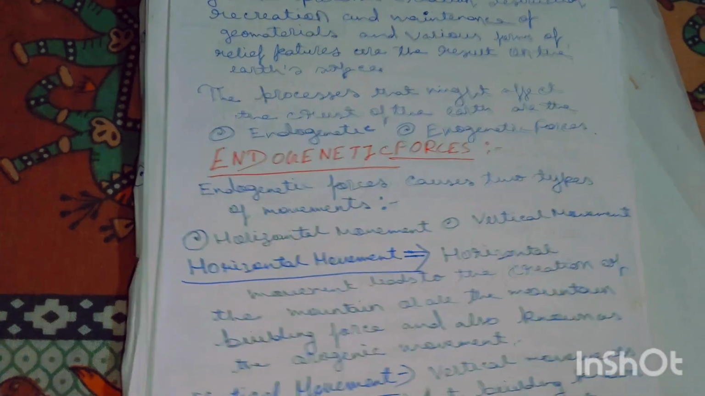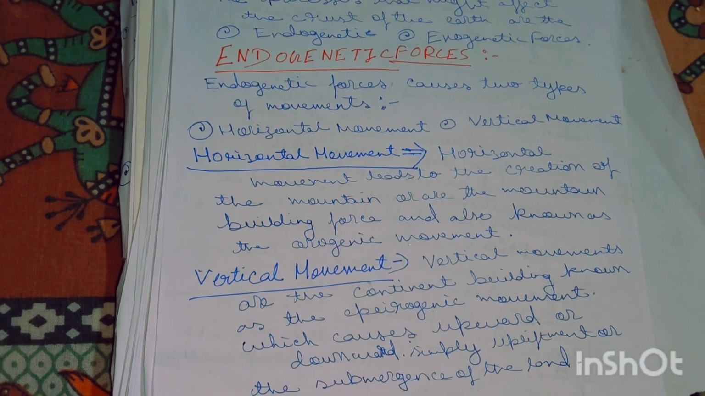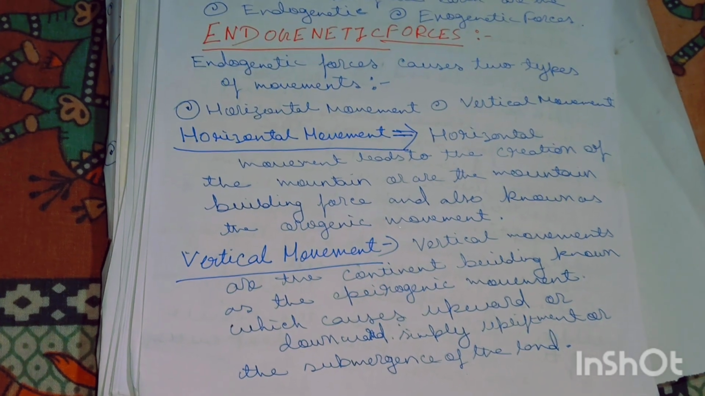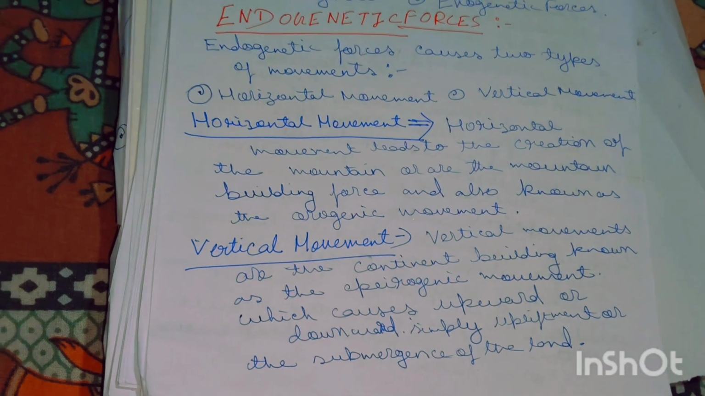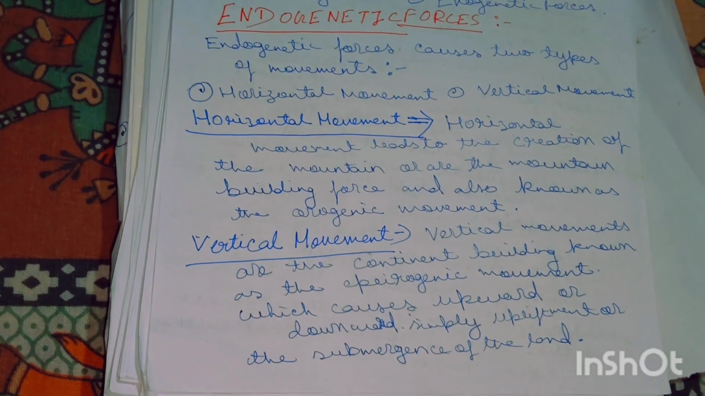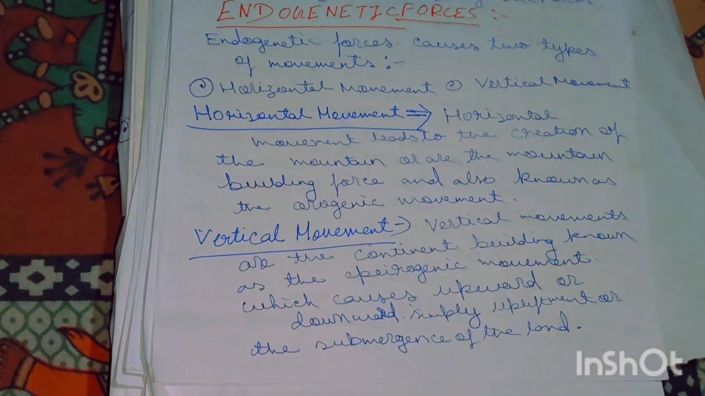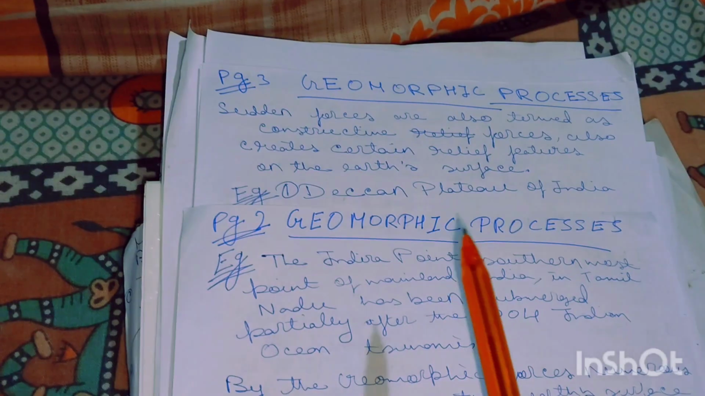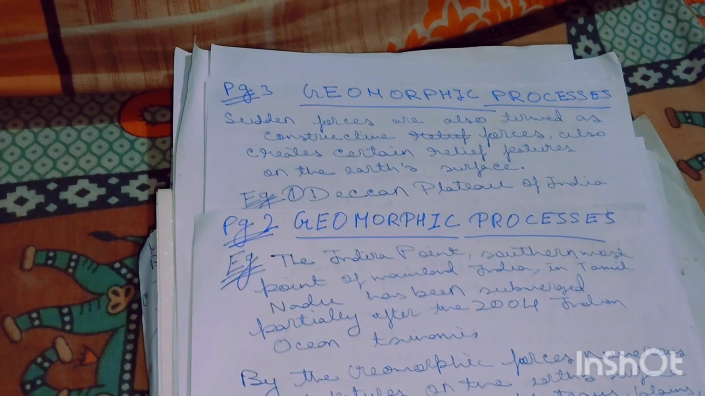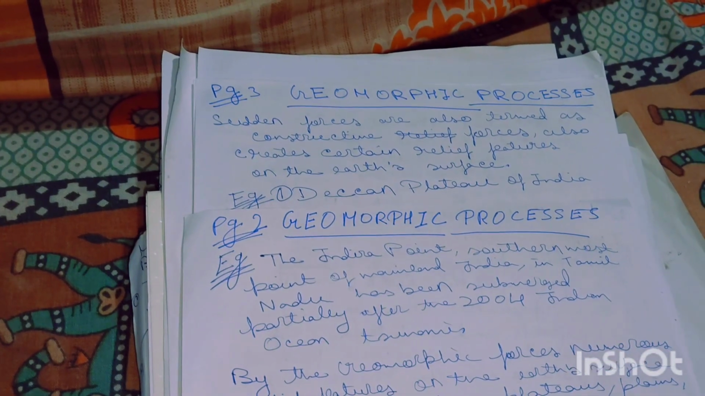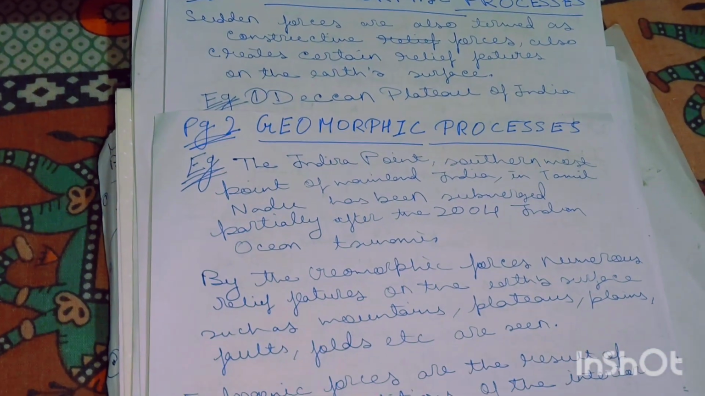Endogenic forces are also of two types, horizontal and vertical movement. Horizontal movement is mountain building, known as orogenic movement, and vertical movement is continent building, known as epirogenic. This also creates the submergence or emergence of land. For example, Indira Point in Kanyakumari was submerged due to the Indian Ocean tsunami in 2004.